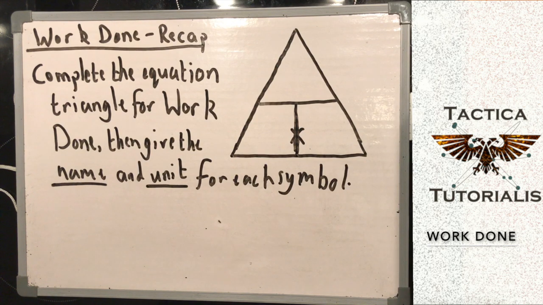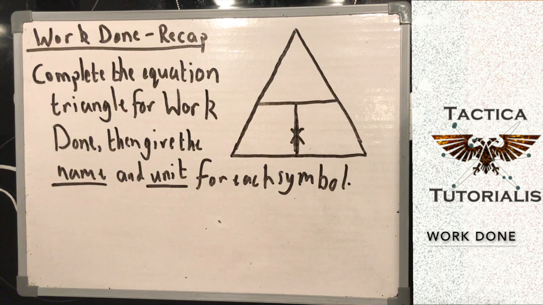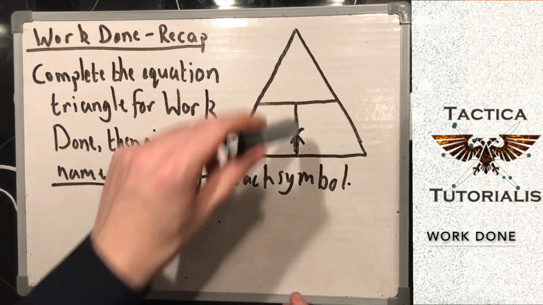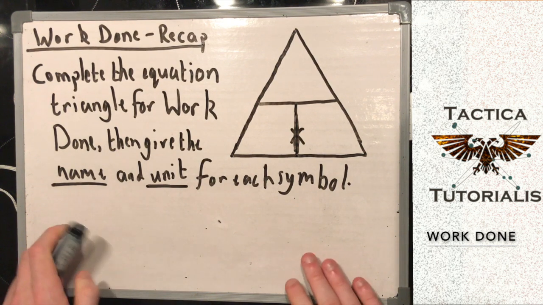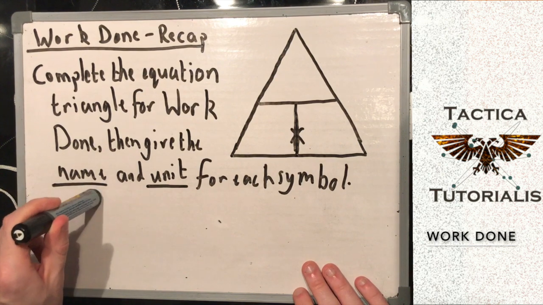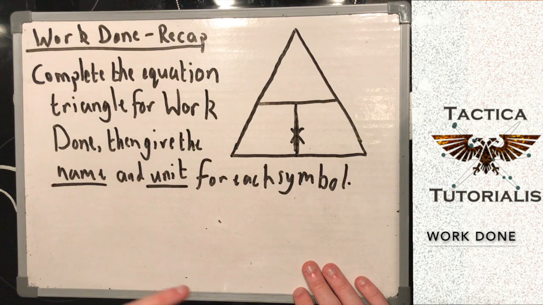So the activity I'd like you to do, I think you only need about 2 or 3 minutes to have a go at this, is I would like you to complete the equation triangle for work done, or the formula triangle, as you may have also heard. I'd like you to fill it in with the 3 symbols that go into it for the work done calculation. When you've done that, which should be hopefully not too difficult, I'd like you to give the name of each symbol and the unit for each symbol.